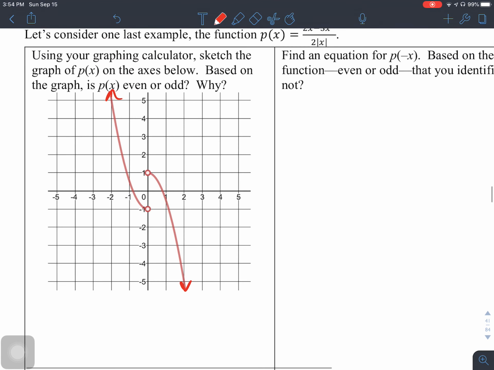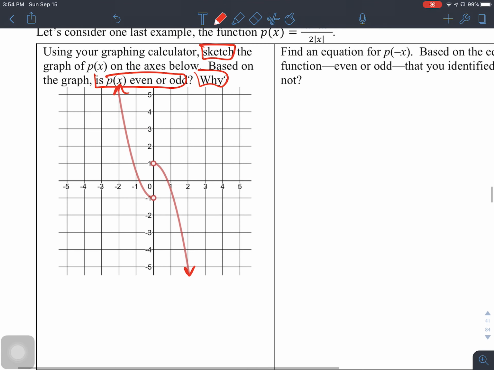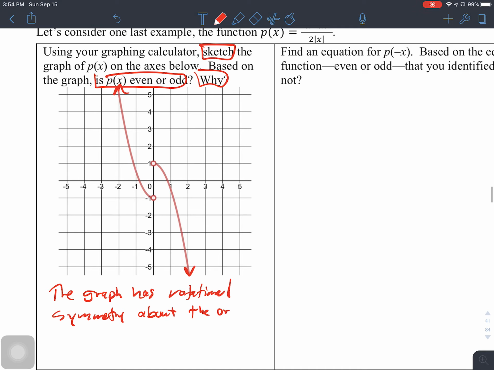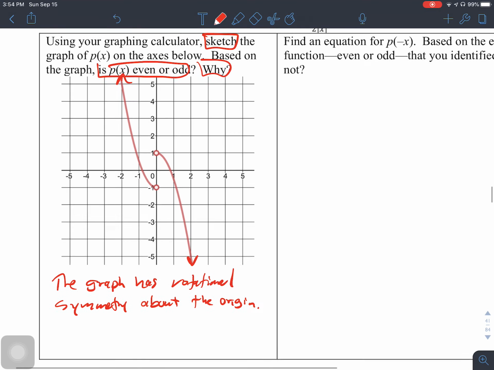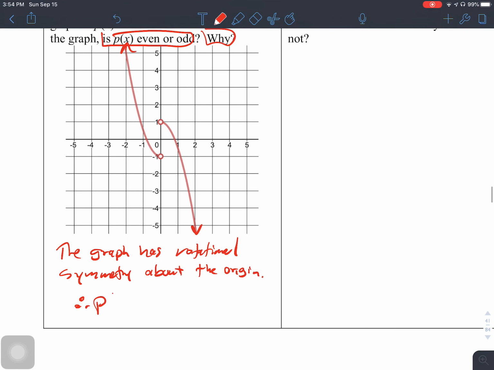So we're supposed to sketch it based upon the graph. Is it even or odd? And then why? So we already got it sketched. I'm going to give the y first. The graph has rotational symmetry about the origin. Therefore, p of x is odd.